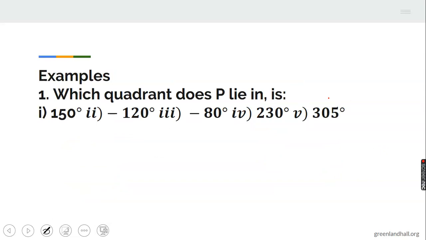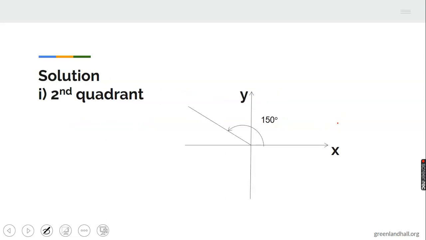So I want to give you examples. Which quadrant does P lie in? 150, minus 120, minus 80, 230 degrees, and lastly we have 305 degrees. And these are the solutions. We need to represent them.